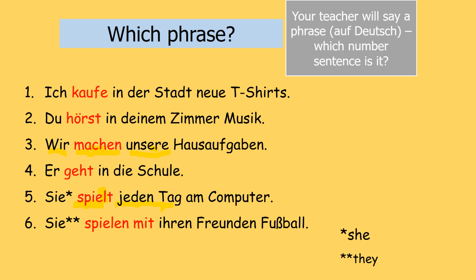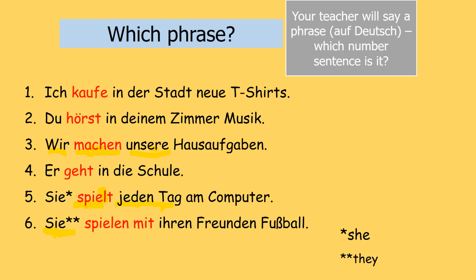Sie spielen mit ihren Freunden Fußball. Sie spielen mit ihren Freunden Fußball. So this obviously is sentence number 6 at the bottom here. And again, I've got sie at the beginning here. So when I am in an exam, I need to be very careful that I don't go straight for she and then disregard the rest of the sentence, but I need to look at every part.